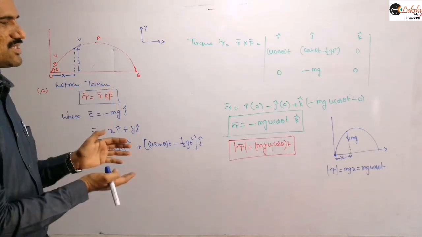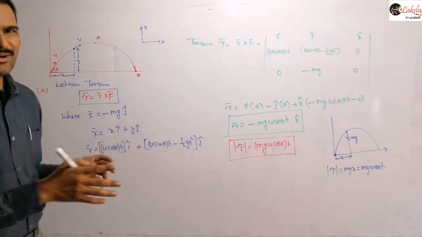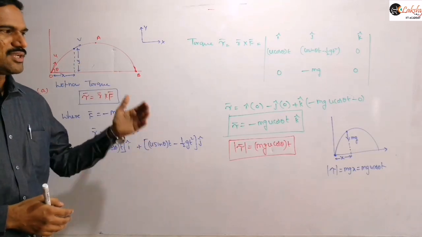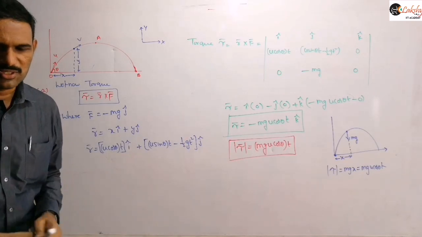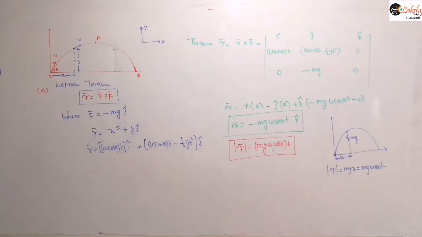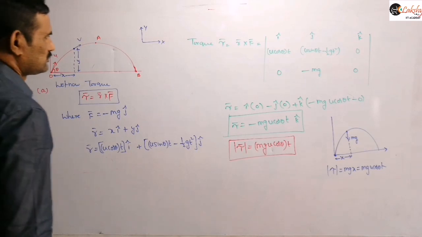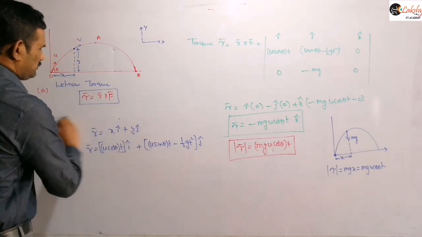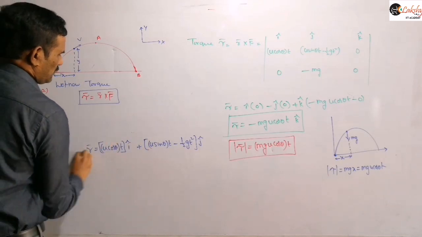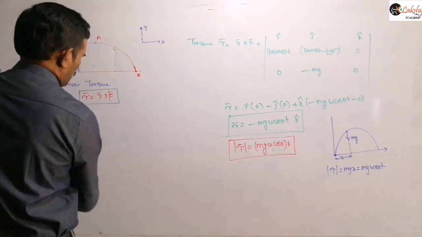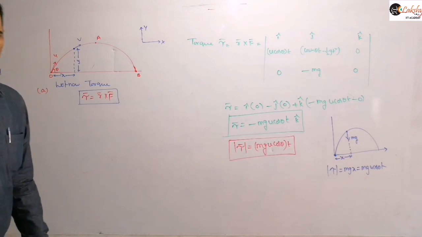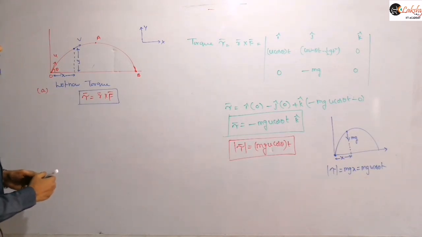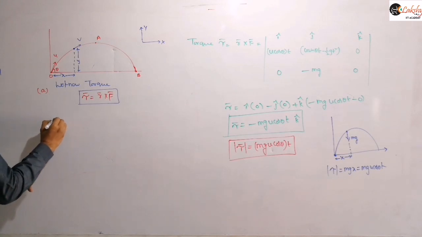Here itself we can find the torque about different points. So let us find the torque about the different points, and after that we will discuss the angular momentum. Now I am calculating the torque about the different points here. So now the torque when the object is at the highest point.